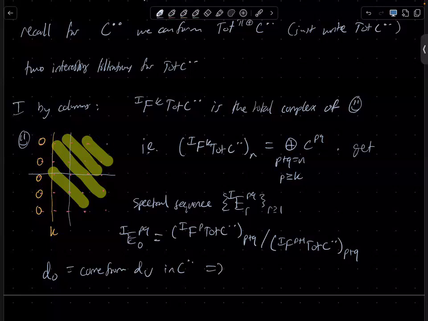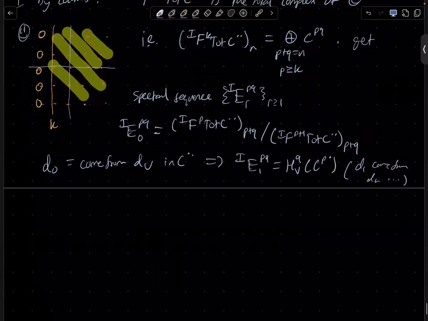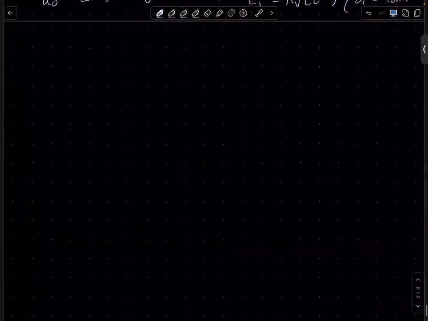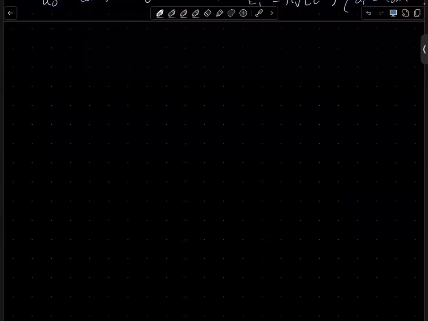So then you can write down that the E1 modules are just going to be, you take homology, right? You get the vertical homology at Q of the complex C_P bullet. And then you can check the d1 come from d_H from the double complex. Okay. And then I've got maybe 2 minutes. You can do the second one by rows.